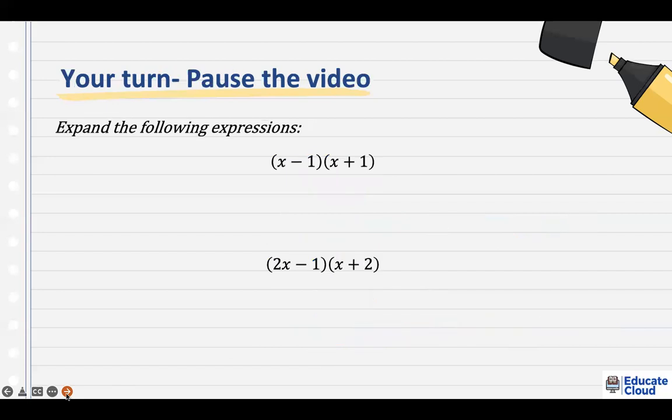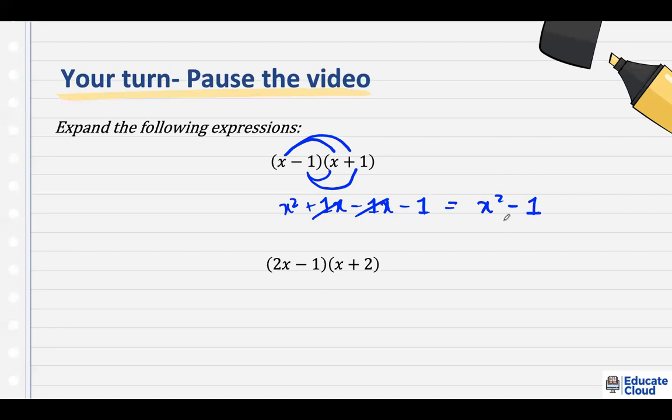All right, so you can pause the video and have a go expanding the following. All right, so here x times x is x squared, x times 1 is just 1x, or you can also just write x. Minus 1 times x, that's a minus 1x, and minus 1 times 1 is just minus 1. Here, the 1x minus 1x is just 0. So your answer is x squared minus 1. So that is your final answer.